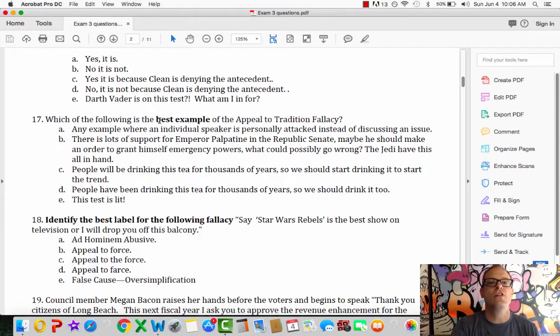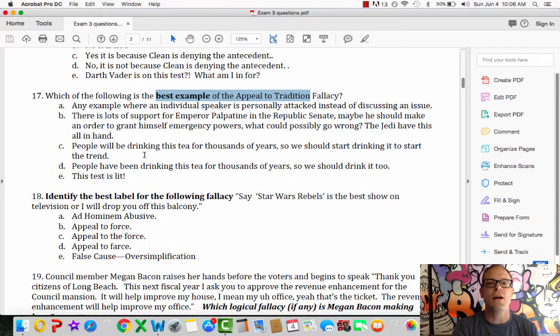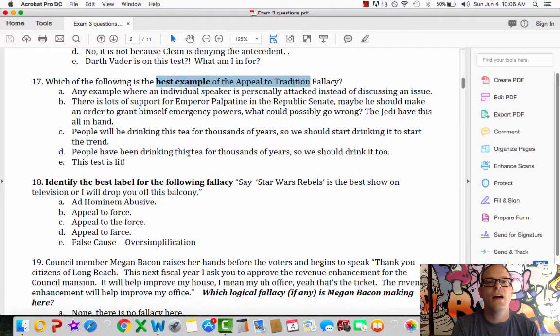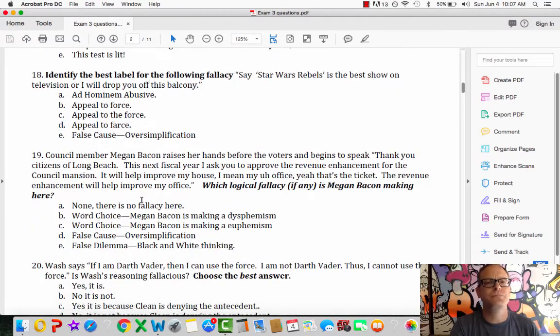Okay, this is another question about appeal to tradition. So make sure that you read these options very carefully. 2 of them are very similar. One of them is a distractor, and then the remaining 2 options are just silly options to make you smile. Number 18, identify the best label for the following fallacy. Again, this is a great example. Let me just run this really quickly and I'll show you the benefit to eliminating wrong answers.